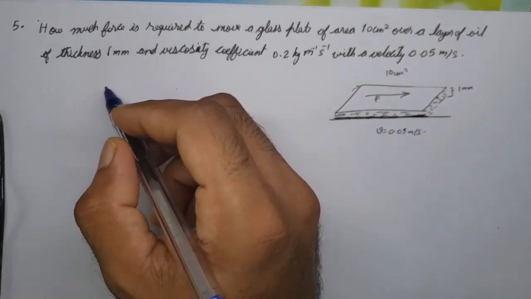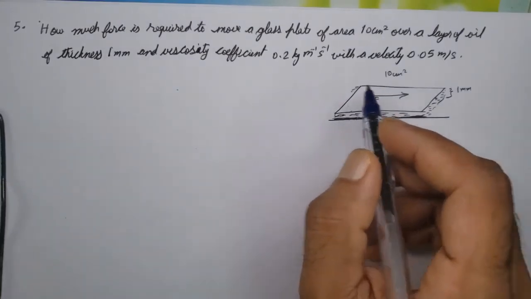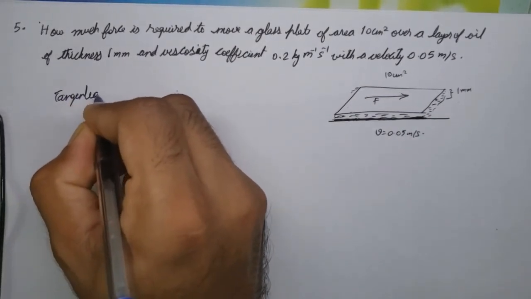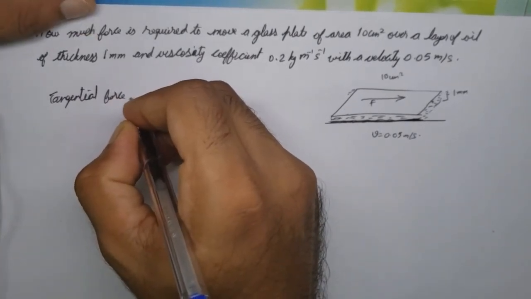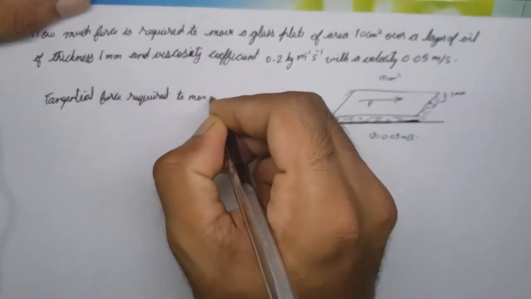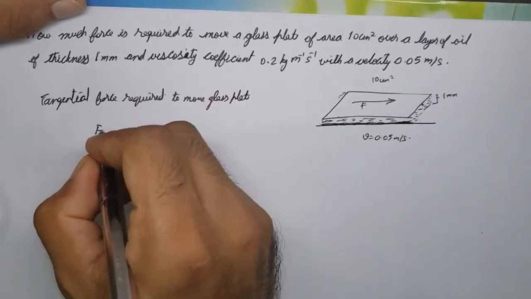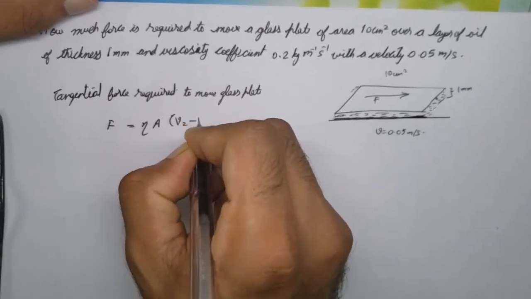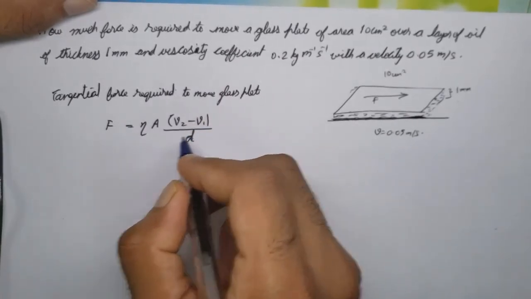So how do we evaluate the force required? We use the standard equation. The tangential force required to move the glass plate is given as F is equal to eta into the area of the glass plate times (V2 minus V1), whole divided by d. That is the equation we know.